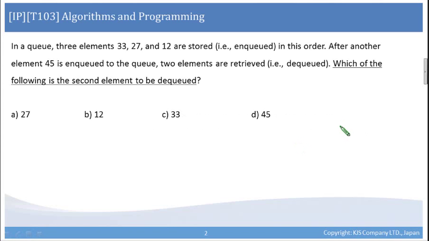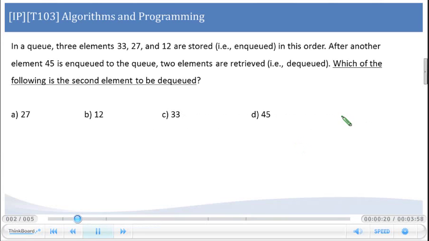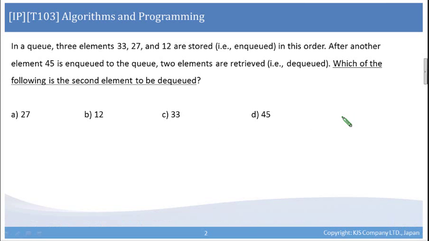Question. In a queue, 3 elements 33, 27, and 12 are stored, i.e. enqueued, in this order. After another element 45 is enqueued to the queue, 2 elements are retrieved, i.e. dequeued. Which of the following is the second element to be dequeued? A. 27, B. 12, C. 33, D. 45.